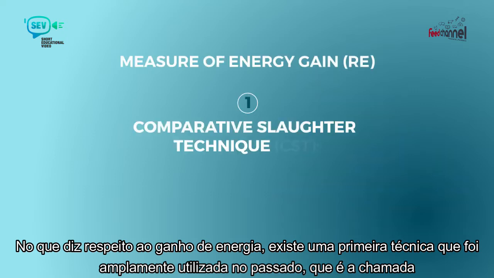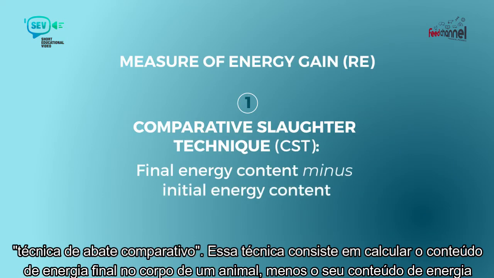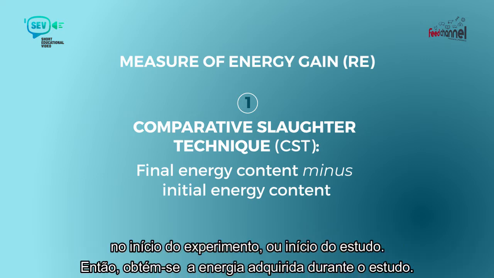With regard to energy gain, there is a first technique that has been widely used in the past, which is the so-called comparative slaughter technique. This technique consists in measuring the final energy content in the body of an animal minus its initial energy content at the beginning of the experiment or the beginning of the trial. So we obtain there the energy gain over the trial.